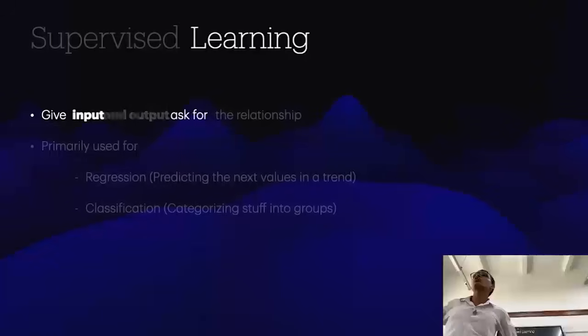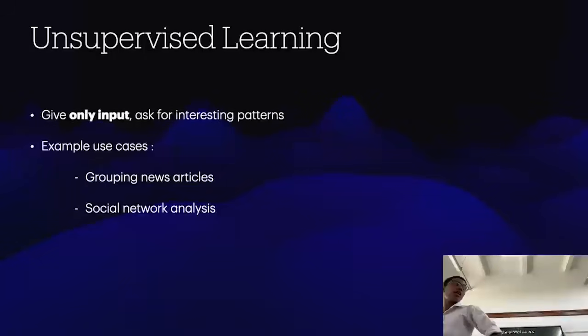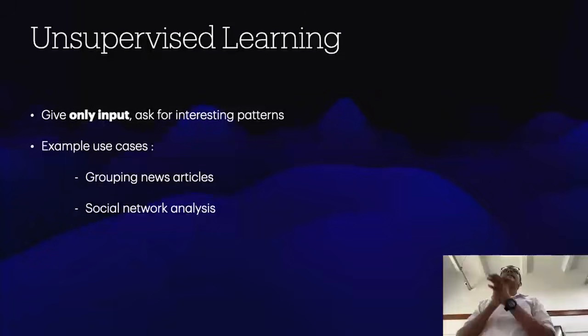Next is unsupervised learning. In unsupervised learning, we don't even give the output. We just give the input. We only give the input and we tell it to understand something interesting about this input. Now for example, let's say I take some data from students at Royal College. Okay?